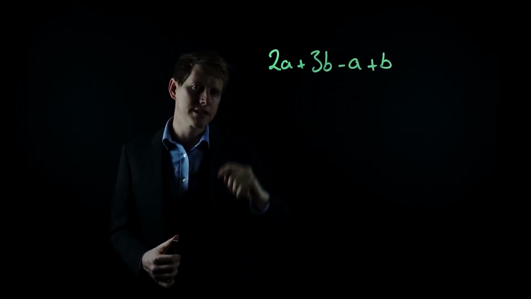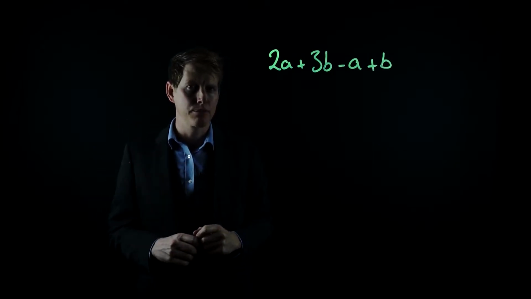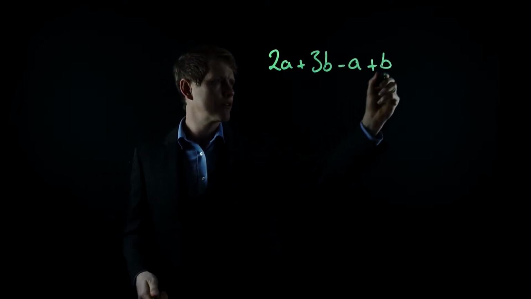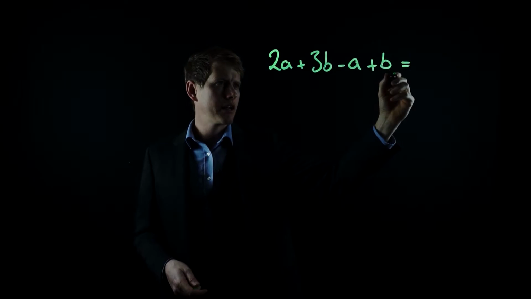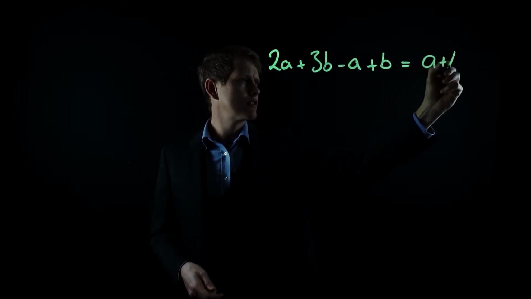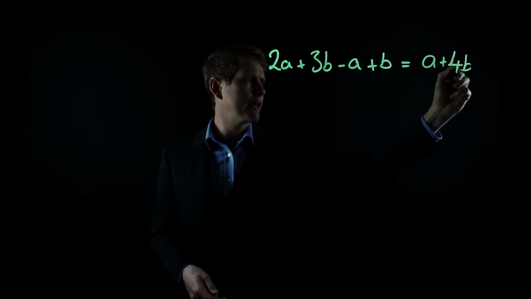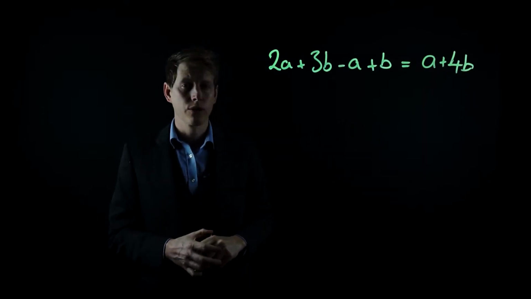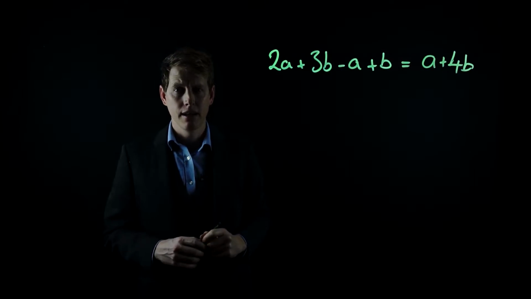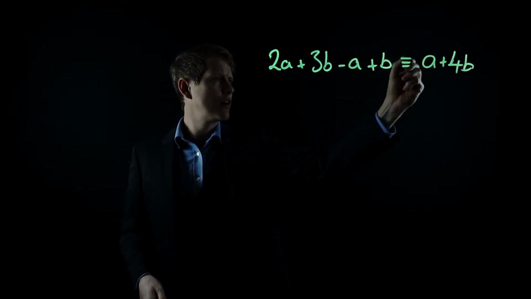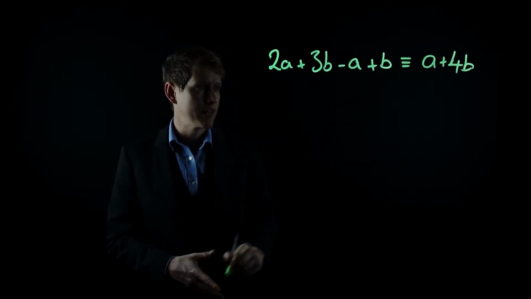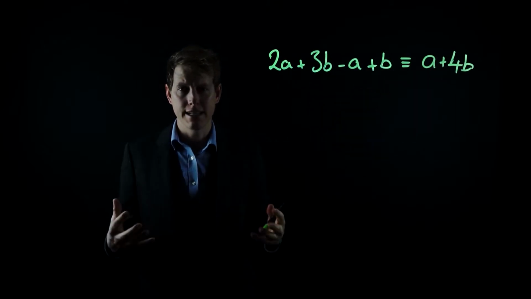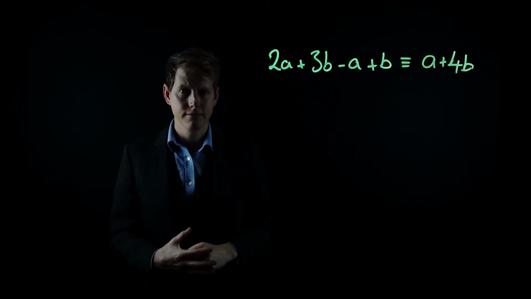Now, we could write this more simply, and we've looked at that in a previous video, but we could write that as a plus 4b. Now, this is just what we call in maths an identity. We often use that to show that this and that are identical, and it's an identity.